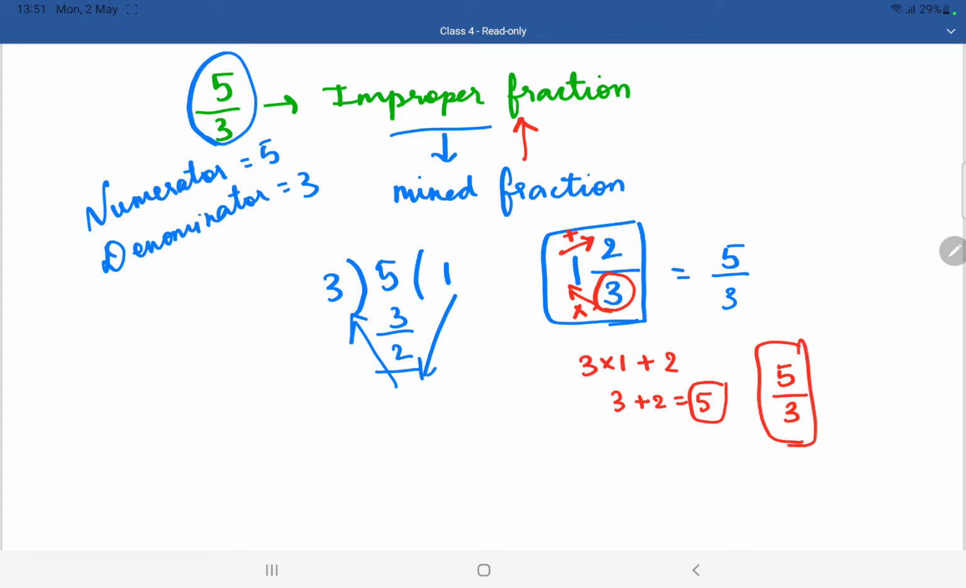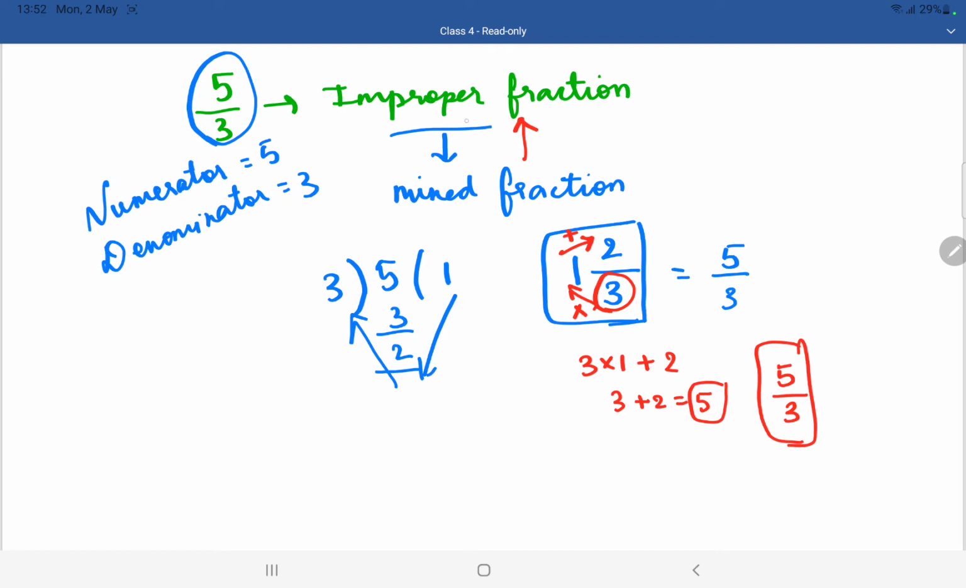So how to convert a mixed fraction into an improper fraction? First, you need to multiply the denominator of the mixed fraction and the whole number, that is 1 in this case. After multiplying them, you should add the numerator to the product. I am adding 2 because in this case 2 is the numerator. After doing that, I got the answer as 5. Now the answer that you get will be the numerator of the improper fraction. Whereas, what is the denominator? The same denominator will be there.